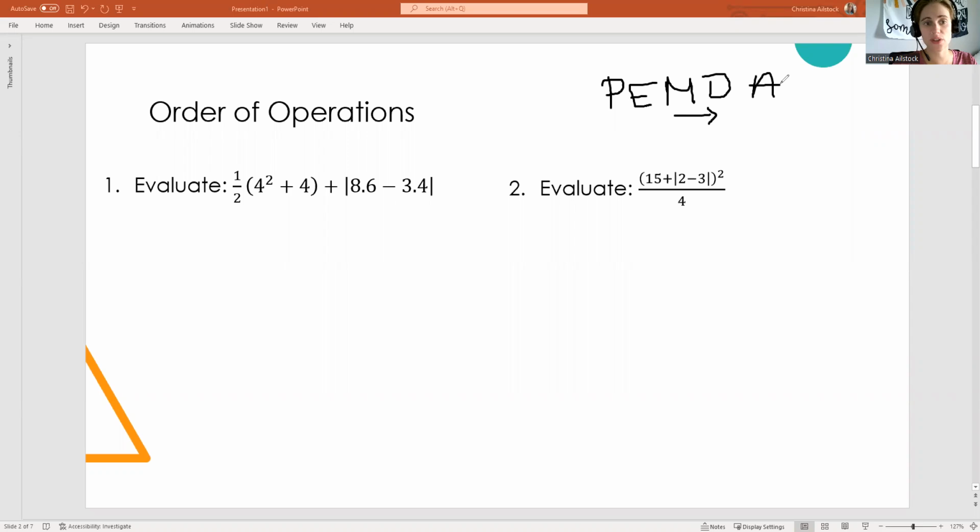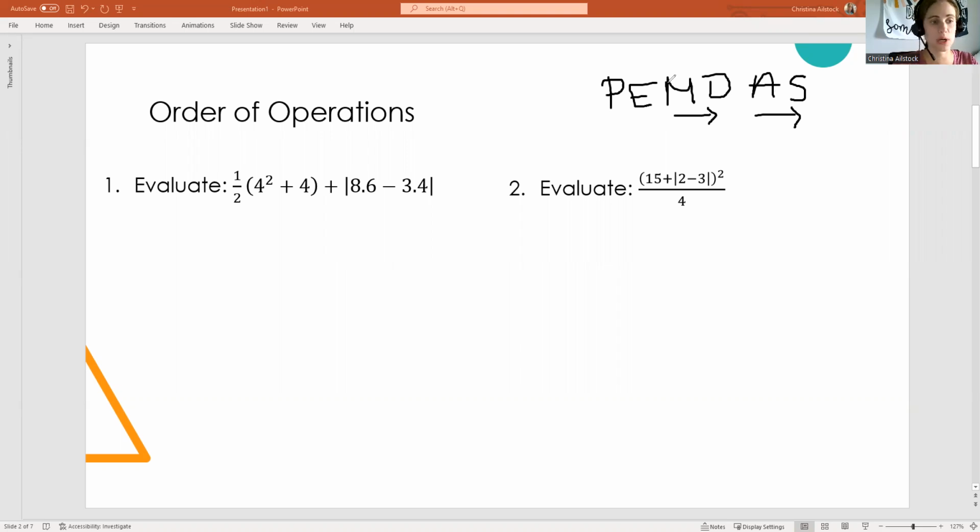A couple notes on our acronym: when we get to the M and the D, the multiplication and division, and the A and the S, the addition and subtraction, those steps need to be performed in order from left to right. So it's not necessarily that you do all of the multiplication and then all of the division. These are together, and you do any multiplication or division and you just work your way left to right. And then same for the addition and subtraction. You do any addition or subtraction and you go left to right.